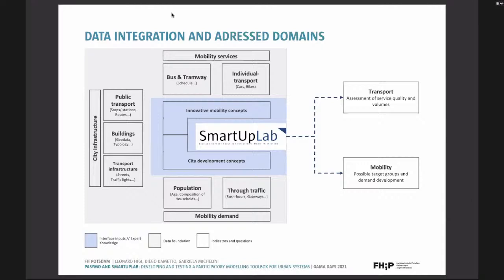And building on this groundwork, we aim to combine it through our participatory method with expert knowledge and practitioners' experience in order to generate different city development and mobility concepts. These should be evaluated considering different transport and mobility indicators that we preliminarily defined together with our stakeholders with a co-creational approach. As such, we will focus now on the process that we attempt to develop for bringing participatory modeling into planning practice following stakeholder needs and requirements.